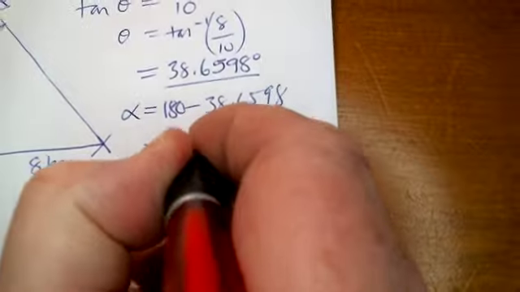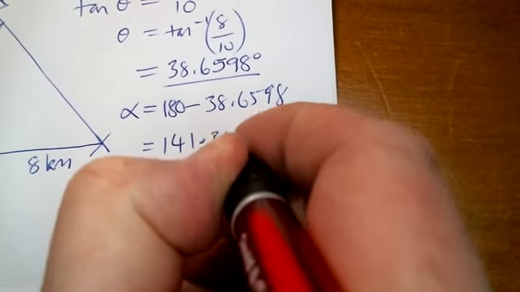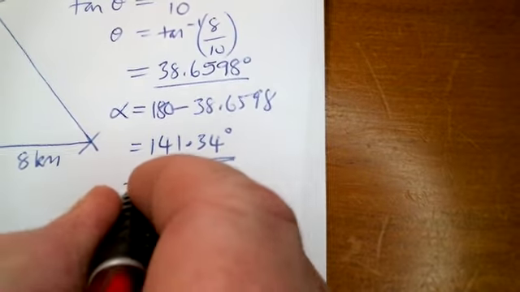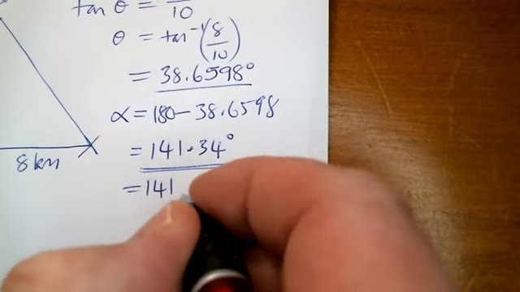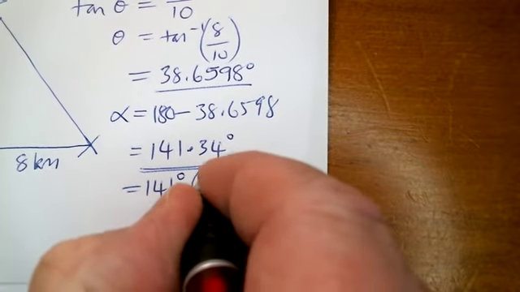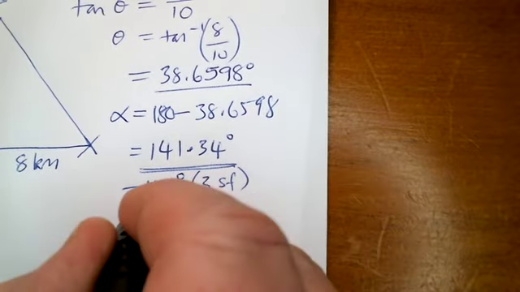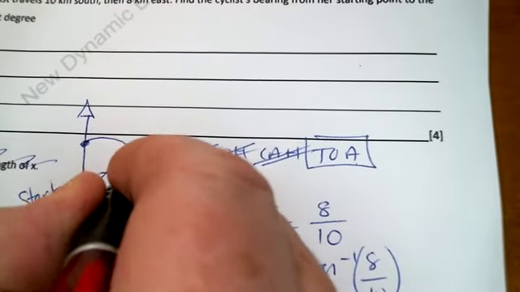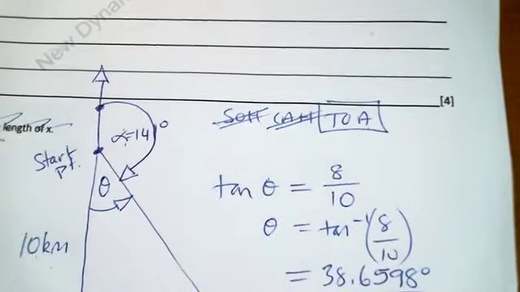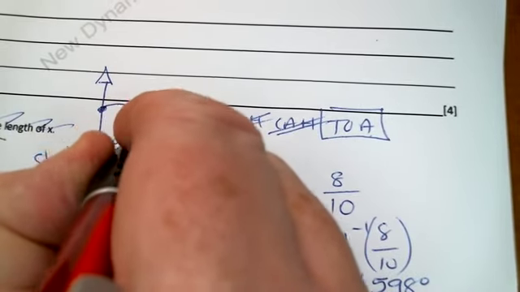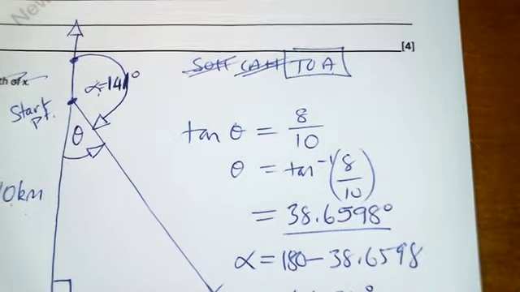Equals 141.34 degrees. Now, in this case, I'm going to make it 3 significant figures. I'll put equals 141 degrees. Notice I don't put a decimal point or anything like that. I put 3SF. And there's my final answer. I'll write that in here: 141 degrees. There's actually a 1 there. 141, yeah? Okay, so hopefully you can see that.